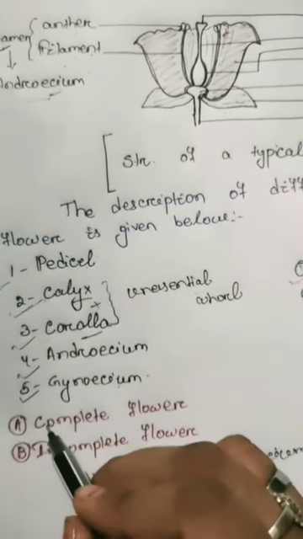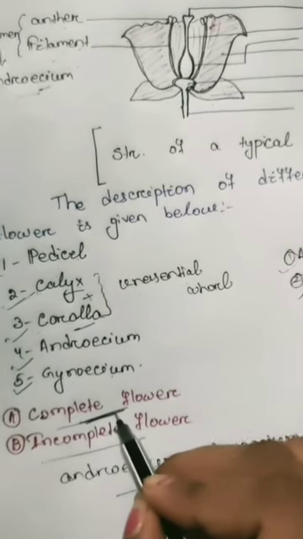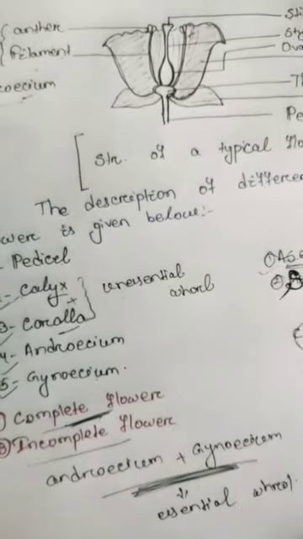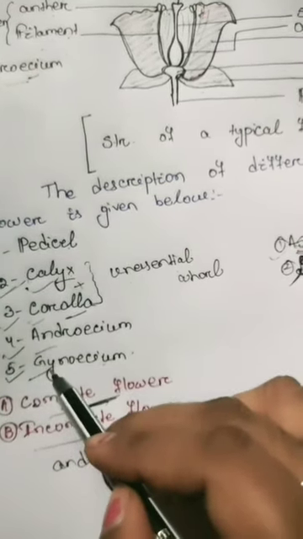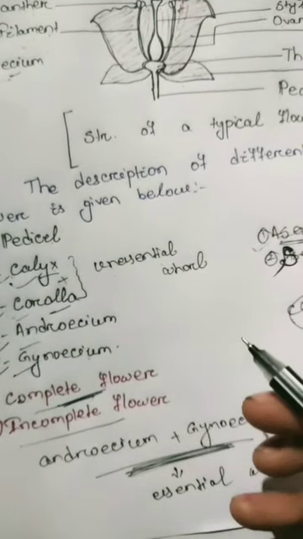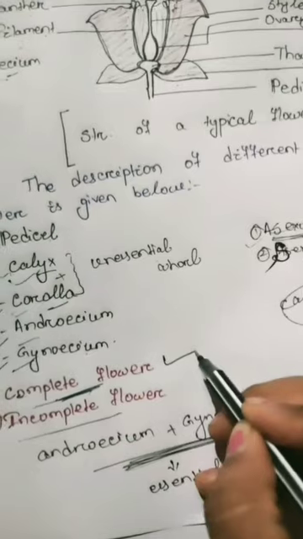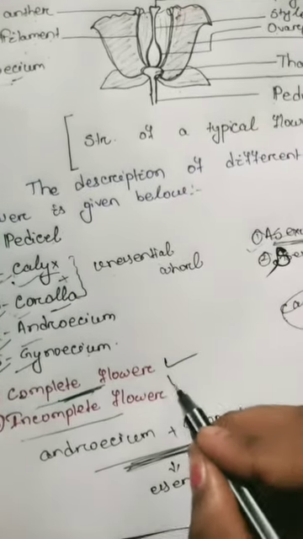Lastly, what is a complete flower and what is an incomplete flower? If all these 4 whorls, that means calyx, corolla, androecium and gynoecium, are present in a flower, then it is called a complete flower. If any one is missing, then it is called an incomplete flower.